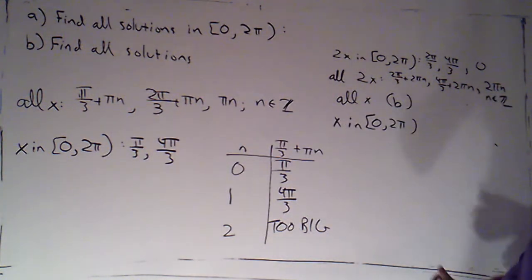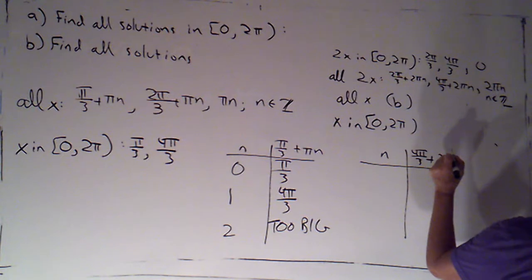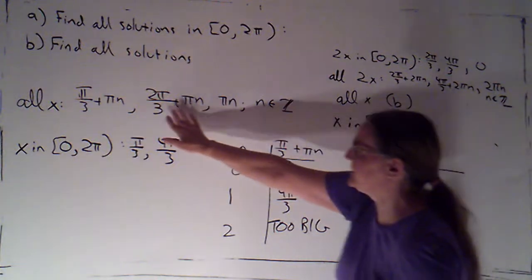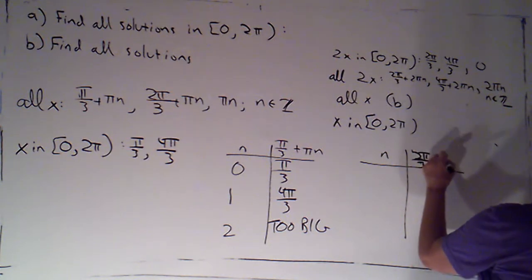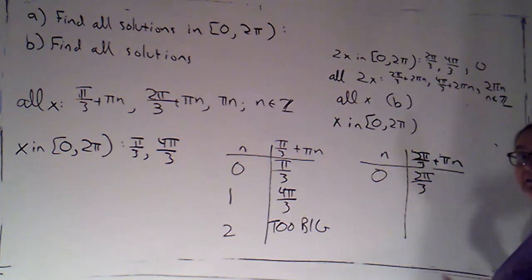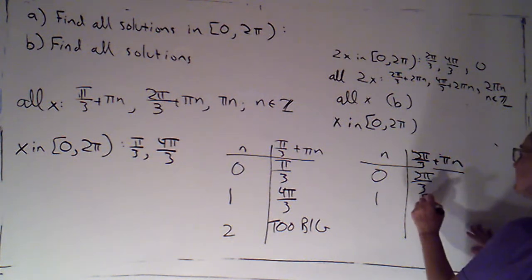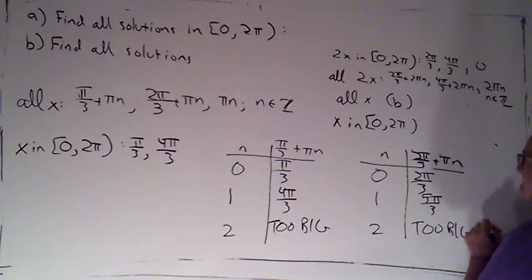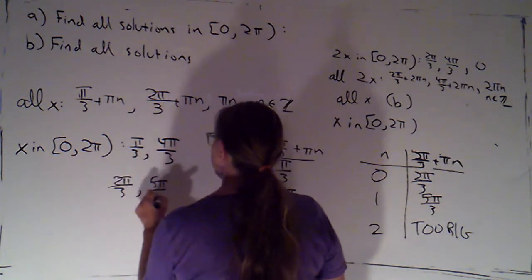Now I can do the same thing here. I keep looking here, and I shouldn't be looking here. I should be looking here at where my x values are. So it's 2 pi over 3 plus pi n. If n is 0, I just get 2 pi over 3. That's definitely in the desired interval. If n is 1, I'm adding pi, or 3 pi over 3, to that. So that would be 5 pi over 3. And if n is 2, that's too big. So again, we got two answers there: 2 pi over 3 and 5 pi over 3.